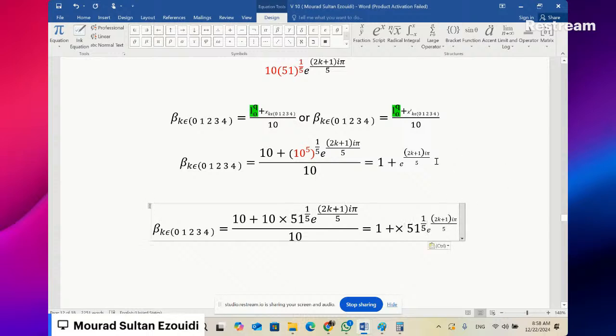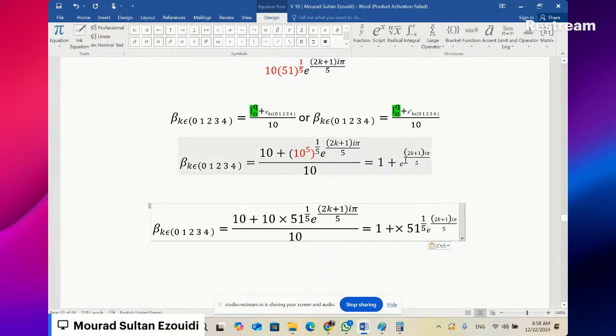Now, when k equals 2, it will be exponential of 2 times 2 plus 1, means 5. Divided by 5 is 1. Exponential of I5 is minus 1. 1 minus 1 is 0. So the first root, in fact, is equal to 0. Because we extend the ninth degree equation to 10th degree equation, means x equals 0.